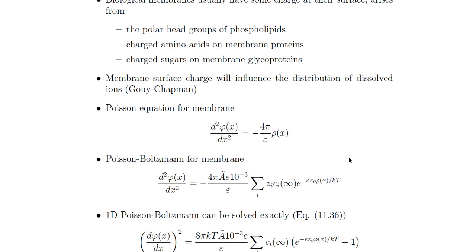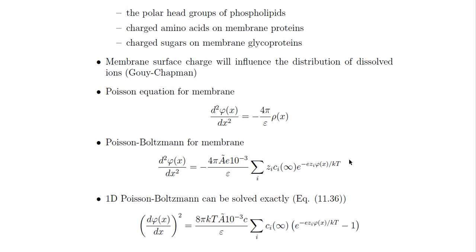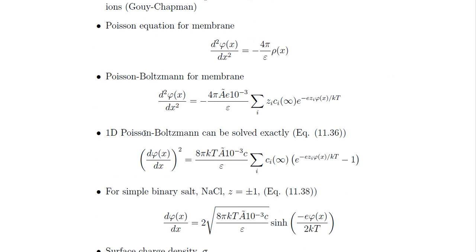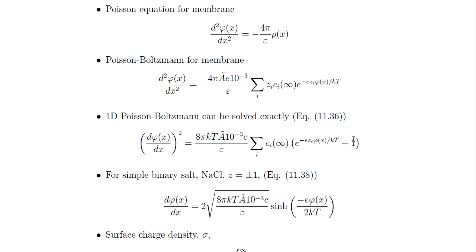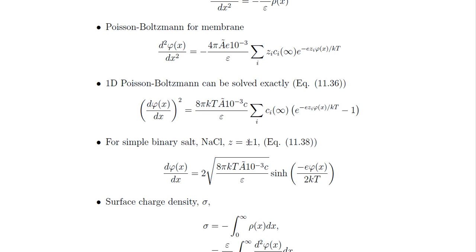So taking the Poisson equation and the Poisson-Boltzmann for the membrane, and taking 1D Poisson-Boltzmann, equation 11.36 from our textbook, using NaCl, z plus minus 1, and solving it, we can get this equation. Again, solving this equation, this one is just the integration of this equation, so we are going to get this equation.